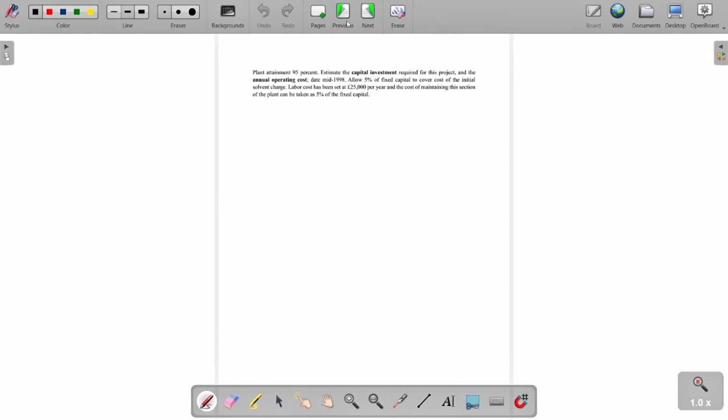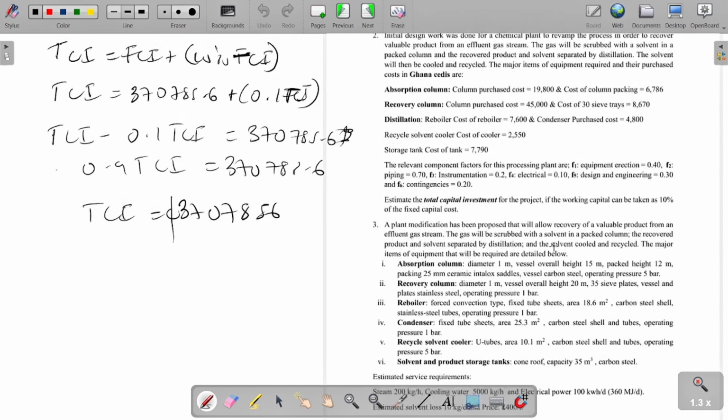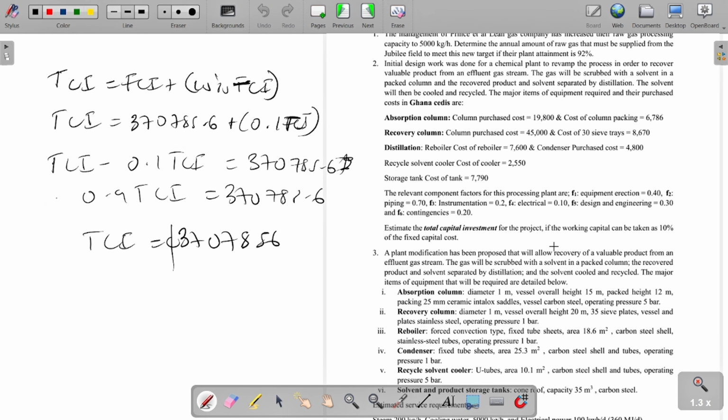So that's for this question, where they ask us to calculate the total capital investment. Now, to read the graphs, we go through the same approach to get the total capital investment for the equipment, so that we can solve for everything that we do.